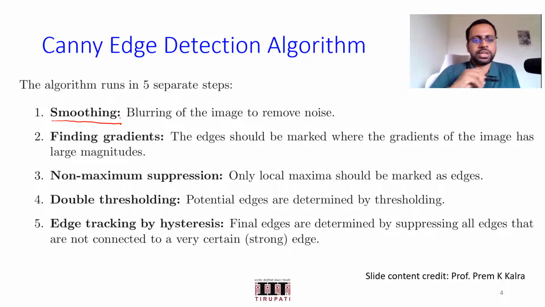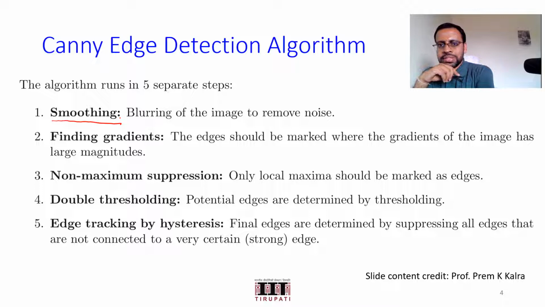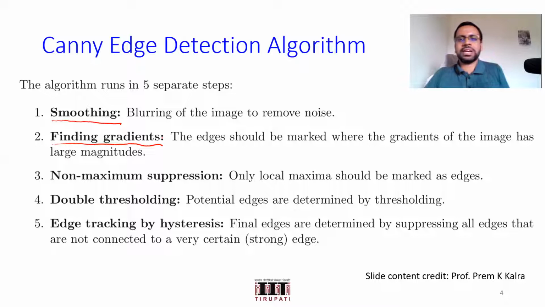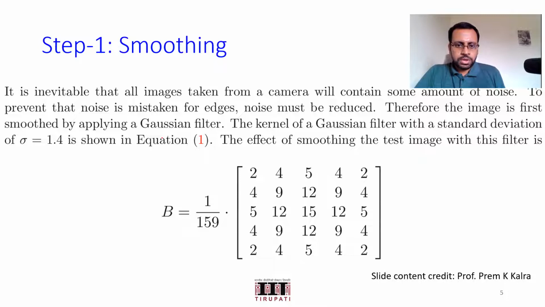After you do smoothing, because gradient finding is sensitive to noise, you do some kind of smoothing, like a Gaussian smoothing. Then in the next step, you would be finding the gradients. And once you find the gradients, you would do a non-maximal suppression, followed by double thresholding, and then edge tracking by hysteresis. You might not be able to appreciate much if you are looking at it for the first time, but let us take a look at it step by step. That's what we will do now. Well, smoothing is the basic thing you could do.